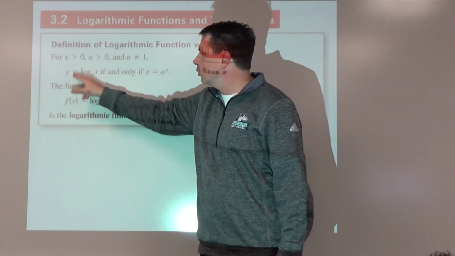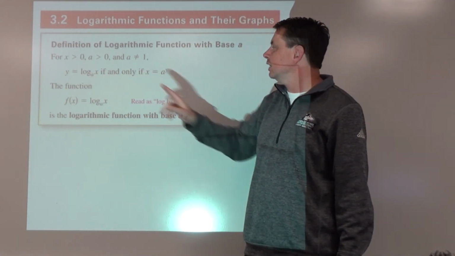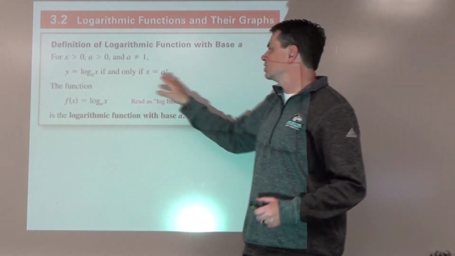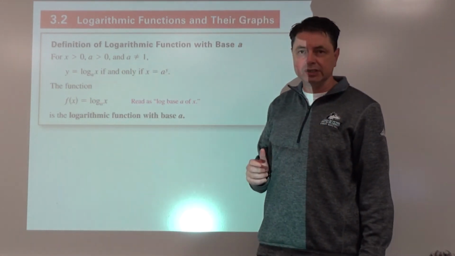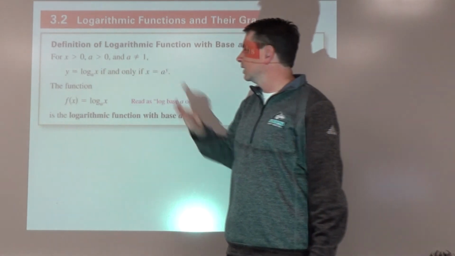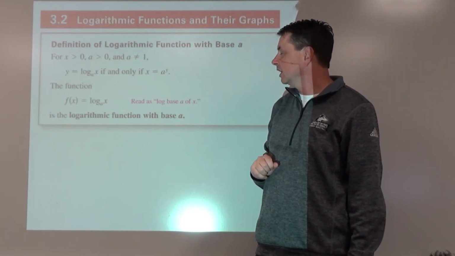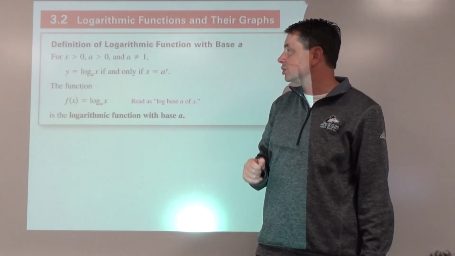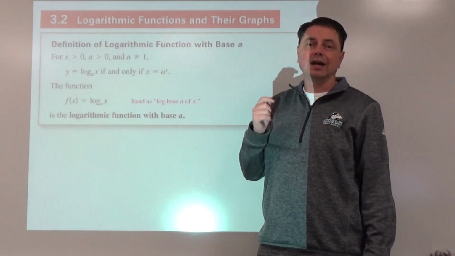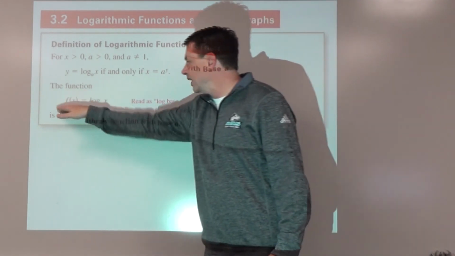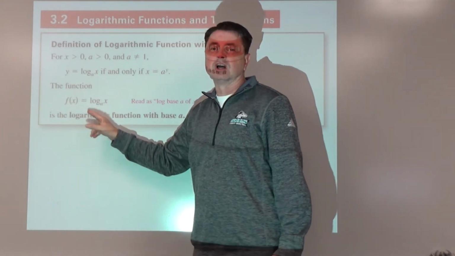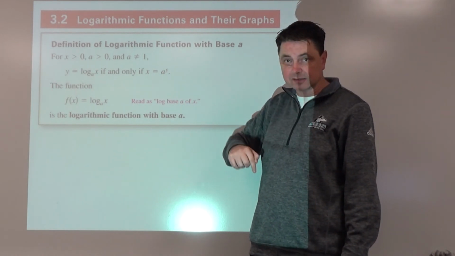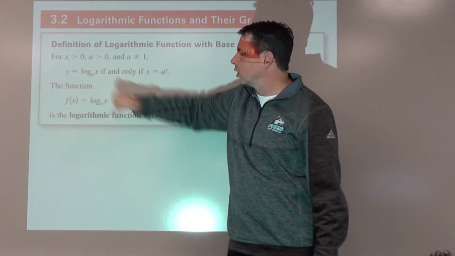So we say that y equals log base a of x if and only if x equals a to the power of y. So they're essentially equivalent expressions, one written in log form, one written in exponential form. It turns out the log is the inverse of the exponential function y equals a to the power of x. The way we read this is f of x equals log base a of x. So we say the word base, then we say the base, we say of the argument x.